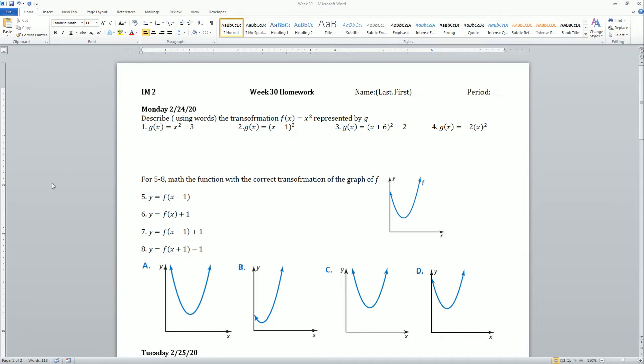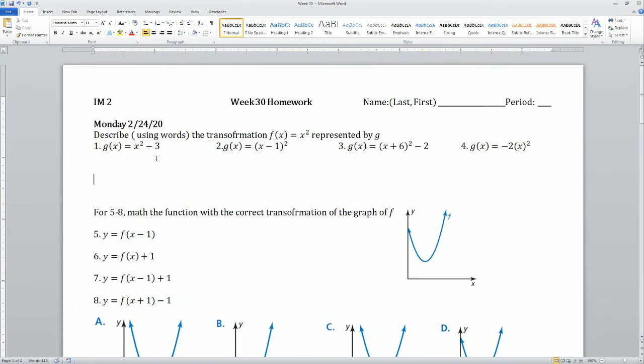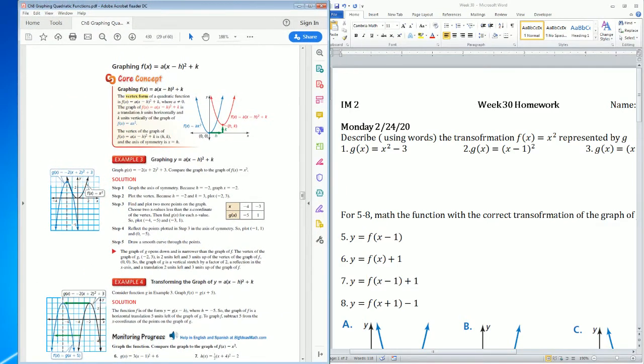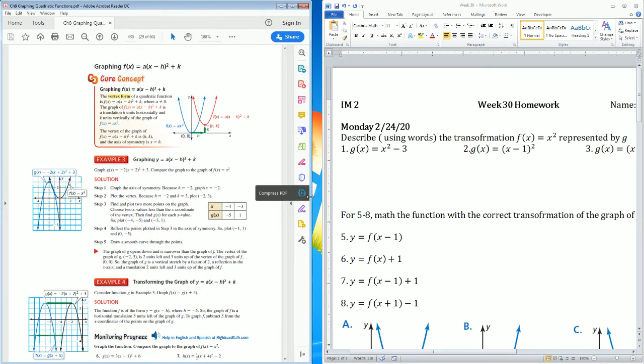Here it asks us to describe, using words, the transformation of f of x equal to x squared. The new one is going to be your g of x, and your original is your f of x, which is x squared, a parabola. This is easy because you just have to memorize the core concept. I'm going to do it two ways. Let me bring up the information here, and then I'm going to pull up Desmos to show it to you afterwards.